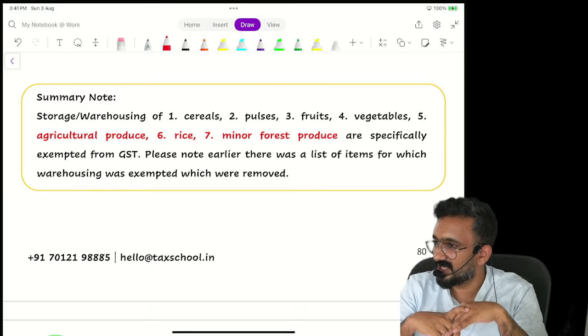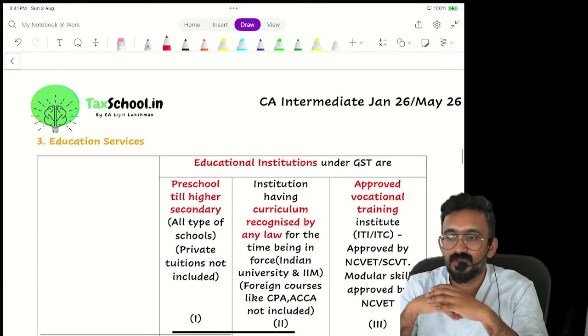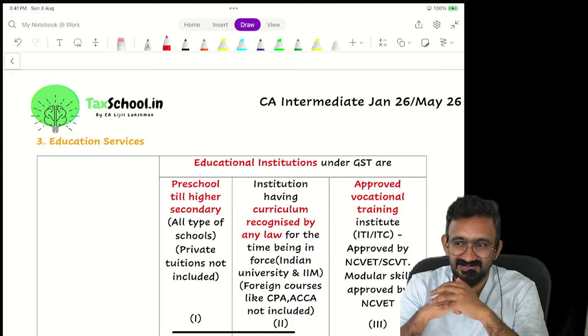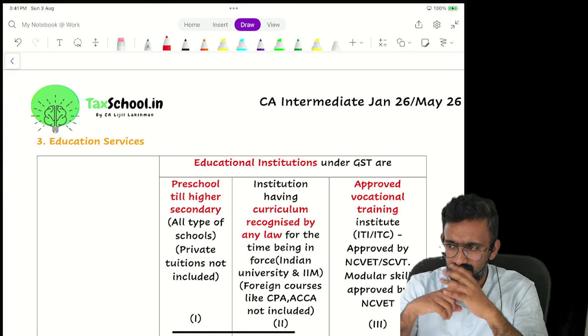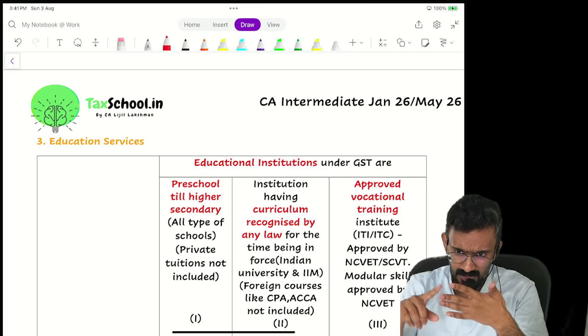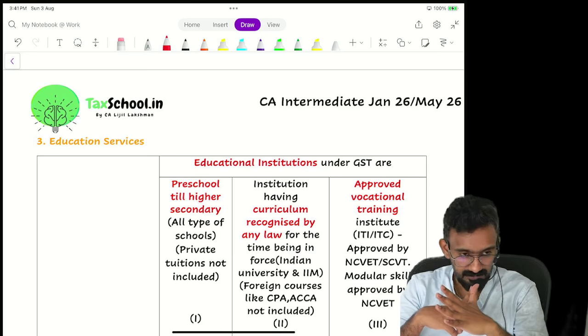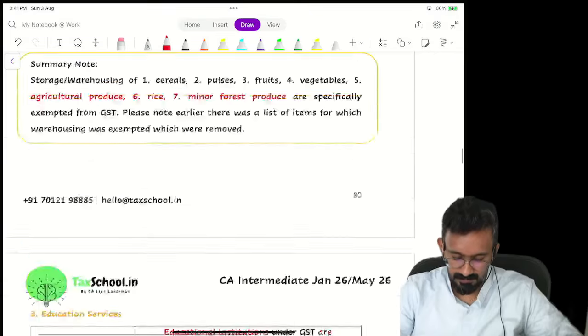Are you guys understanding? Okay, so we can say all 7. Close your books, learn the 7, tell me all the 7. Good to go? What are they? Cereal, pulses, fruits, vegetables, agriculture produce, rice, minor forest produce.